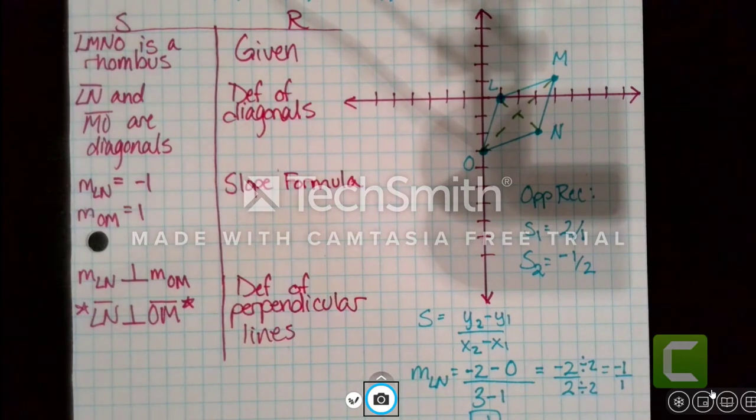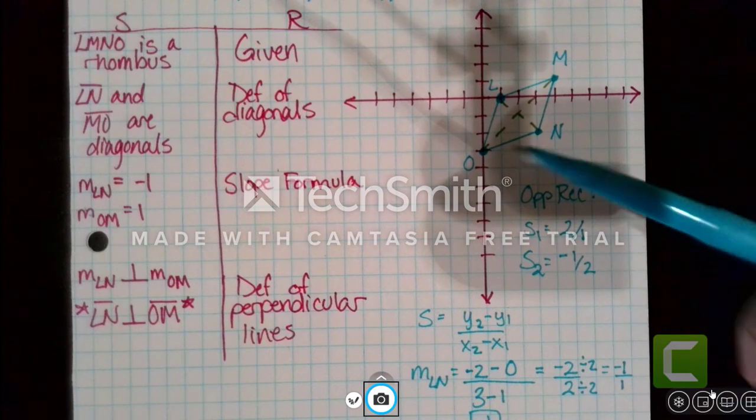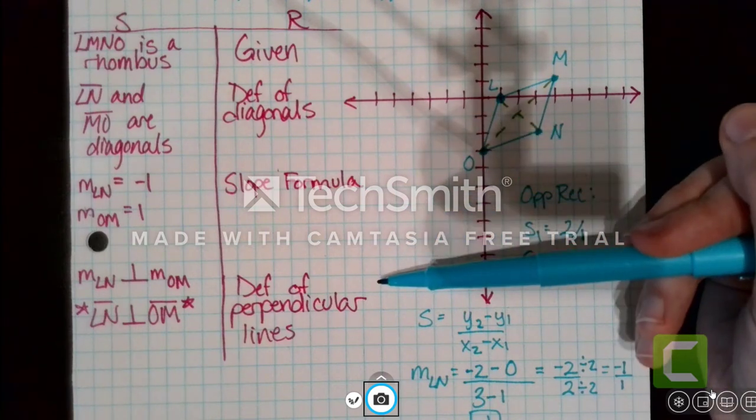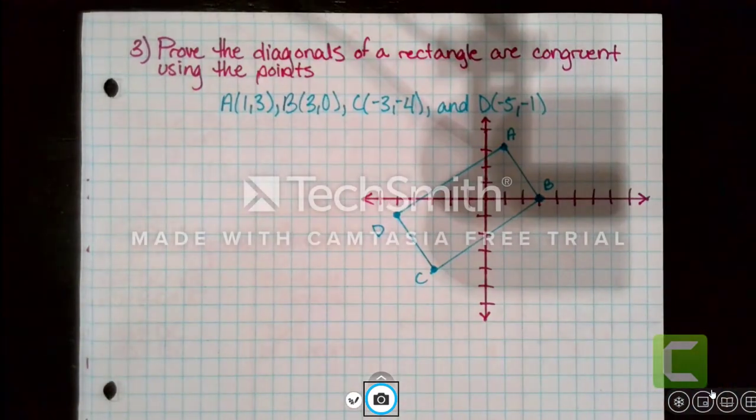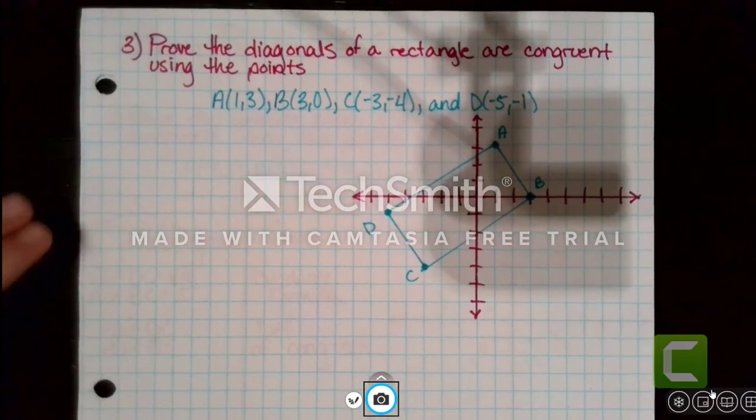You have to use the slope formula here once to prove the rest of the diagonals are perpendicular. And finally, we're going to be looking at example 3. For example 3, we're going to be proving that the diagonals of a rectangle are congruent using the following points that are graphed. So just like examples 1 and 2, we need to start our proof with what we know.